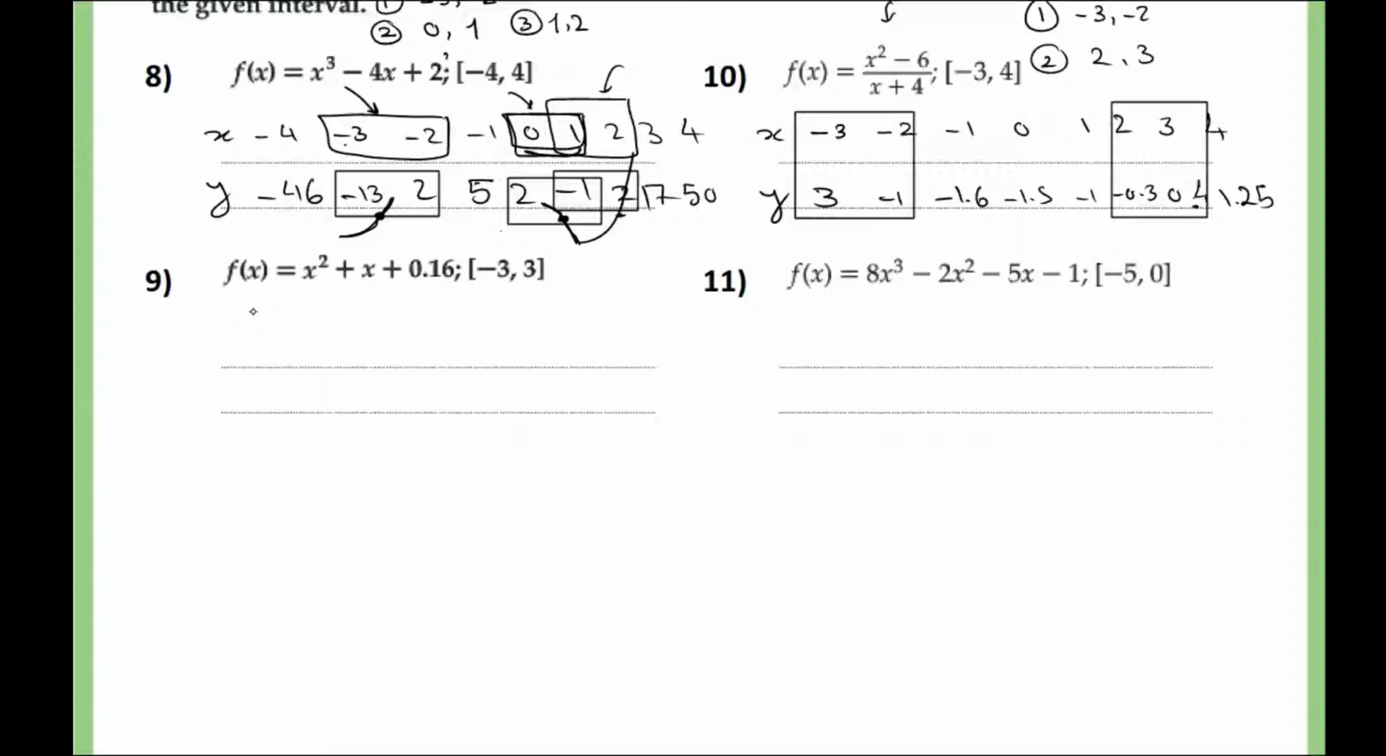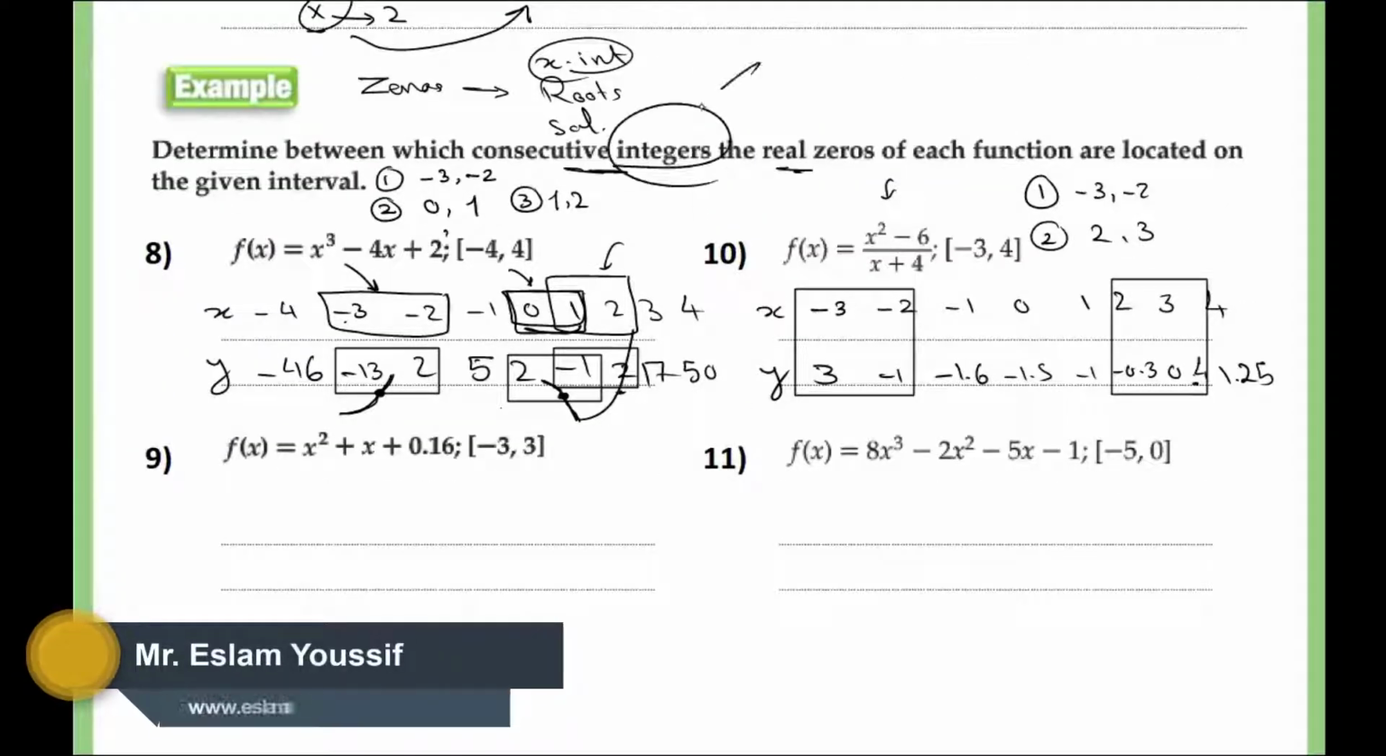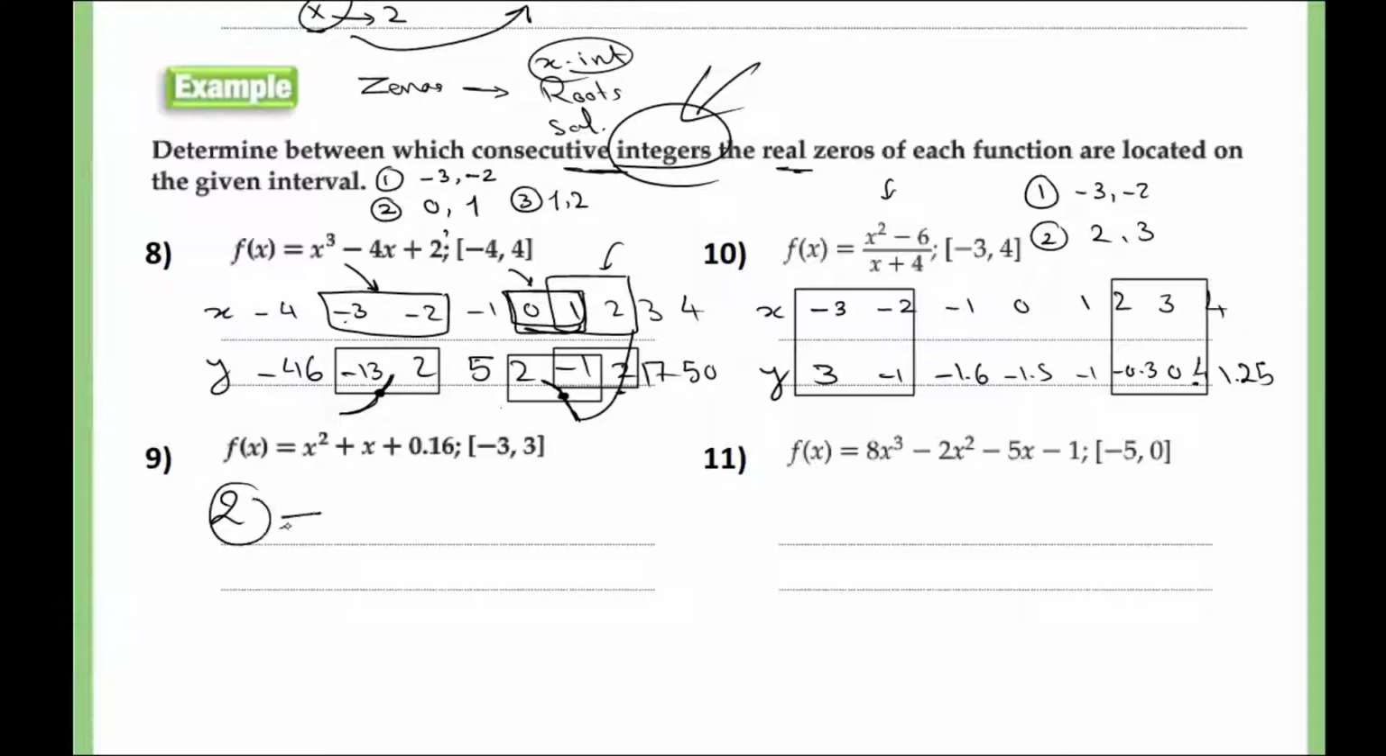So do I write the decimal in the answer? There are 2 zeros, right? What is the question again, please? Between which two consecutive integers? Okay, so we have 2 zeros, and they lie between -1 and 0. You understand this one?